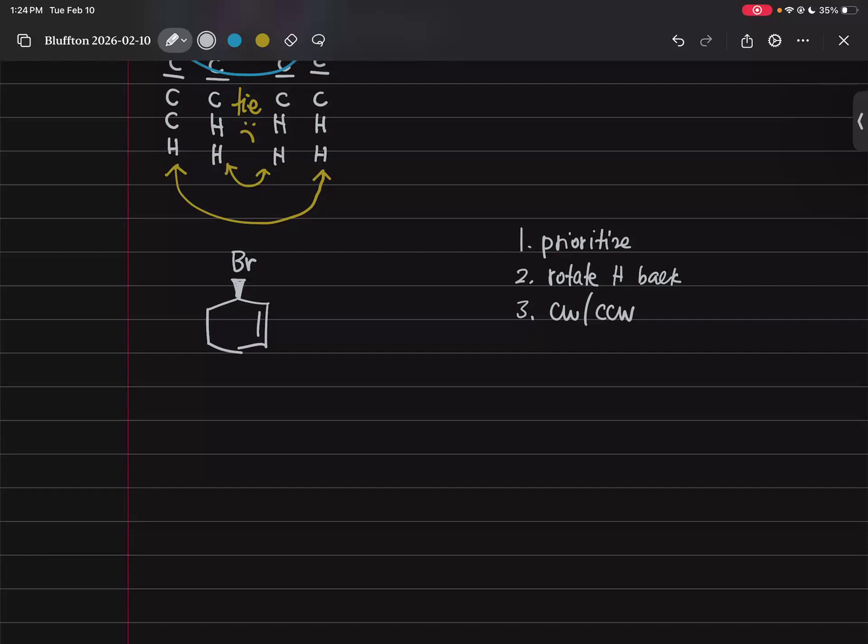What do we think? R or S? I heard an R. Do we like R? I think I like R. Let's make sure. I didn't write it out yet, so. Okay, priority. Number one priority is what? Bromine. Number two, left or right carbon?